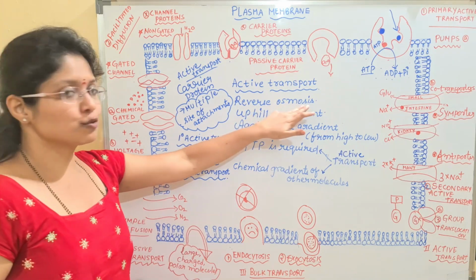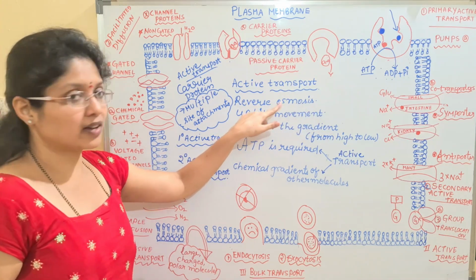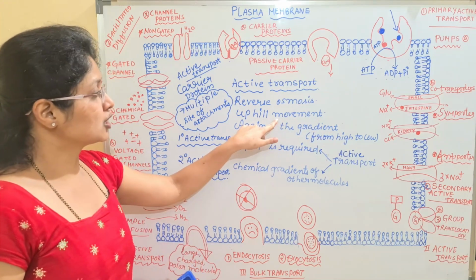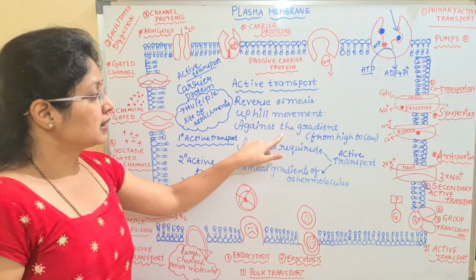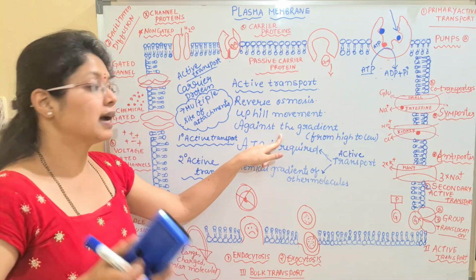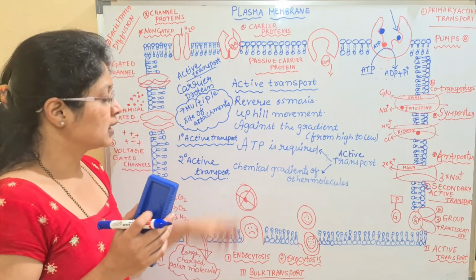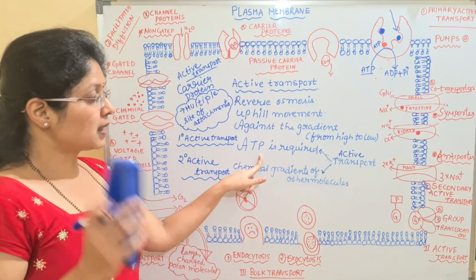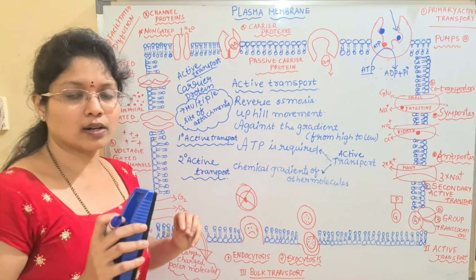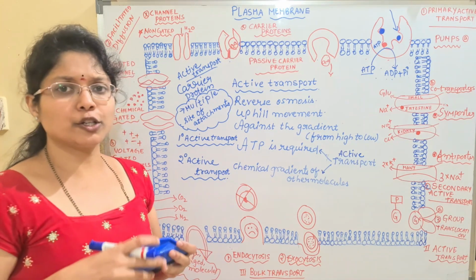One, it is the reverse osmosis. I have told you, in the case of passive transport it is osmosis, and in active we have reverse osmosis. In passive we have the downhill movement, and in the active transport we have uphill movement. In the case of passive transport, we have movement along the gradient, which is from high to low. In the case of active transport, we have movement against the gradient, that is from low to high. And another important thing, in the case of passive transport, there is no requirement of ATP. That is additional energy, it is not required. The basic chemical gradient will be driving the molecules in and out.